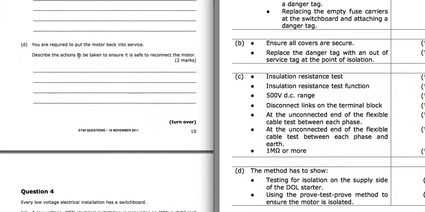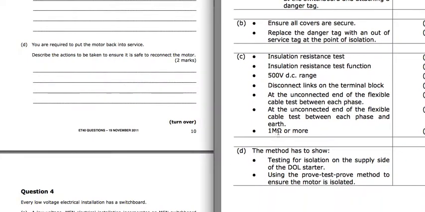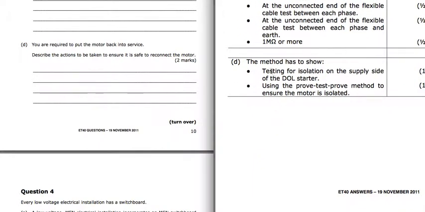You're required to put the motor back in service. Describe the actions to safely reconnect. So we test for isolation again on the supply side of the DOL. Even though we've isolated it before, we make sure again that it's definitely still isolated. We use the prove-test-prove method to ensure that the motor is isolated.